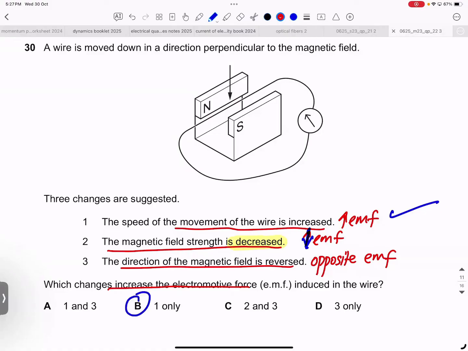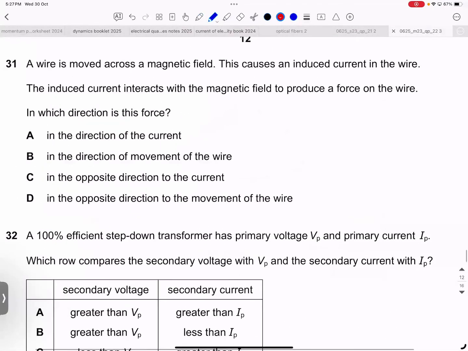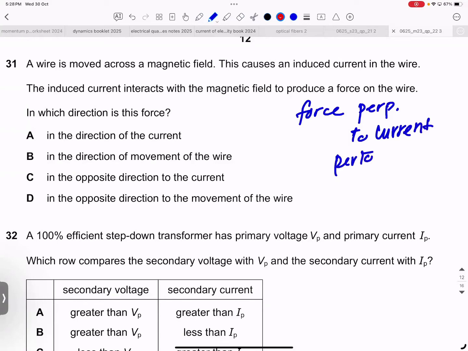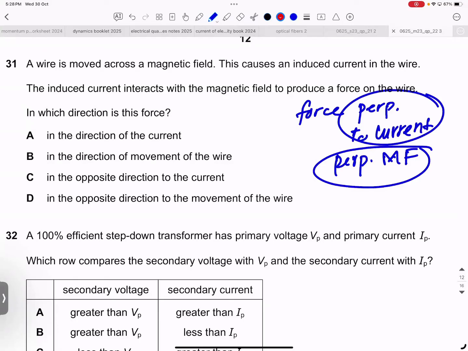Question number 31. A wire is moved across the magnetic field. This causes an induced current in the wire. The induced current interacts with the magnetic field and produces a force. In which direction is the force? Force is always perpendicular to current, and also perpendicular to the magnetic field, my dear students.